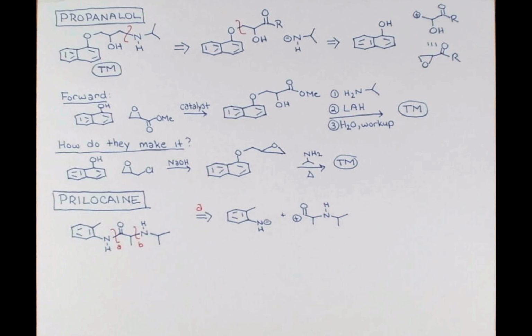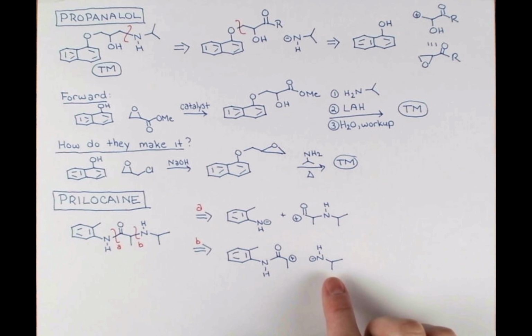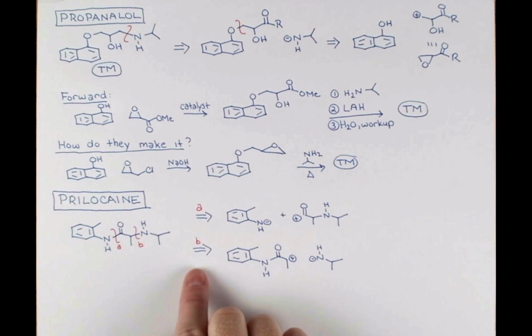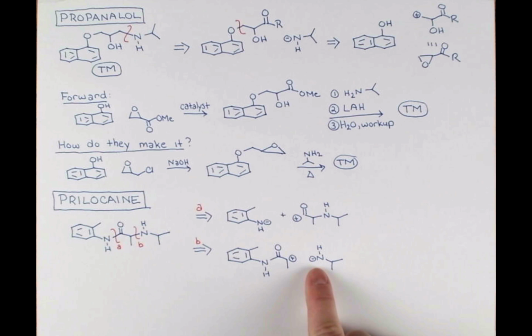Let's look at the synthons from route B. Okay, now our donor is this piece, looking a lot like isopropylamine, and we have this acceptor synthon right here. So when we look at cleaving via route B, we have our donor synthon as our amine, and then we have this cation adjacent to a carbonyl compound.